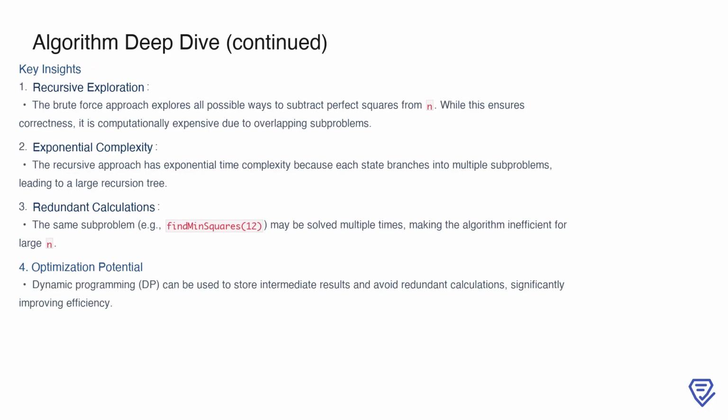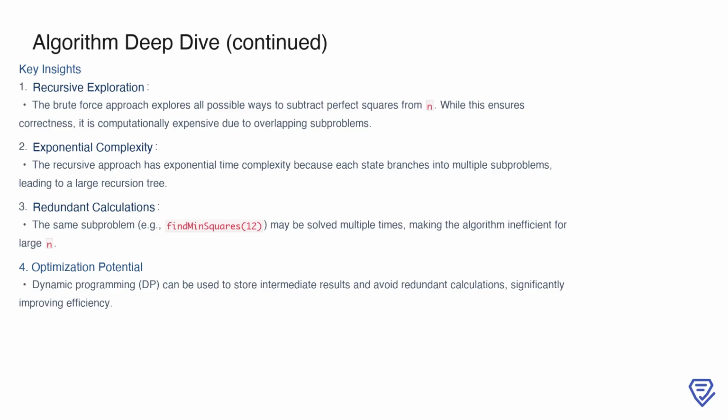The brute force approach, while conceptually simple, comes with significant challenges. First, it relies on recursive exploration, which means it examines all possible combinations of perfect squares that sum to n. This guarantees correctness but leads to exponential growth in the number of recursive calls. The resulting recursion tree is vast, making the approach computationally expensive. Another issue is redundant calculations. For example, the subproblem findMinSquares(12) might be solved multiple times within the same recursion tree, wasting computational resources. These inefficiencies highlight the need for optimization.